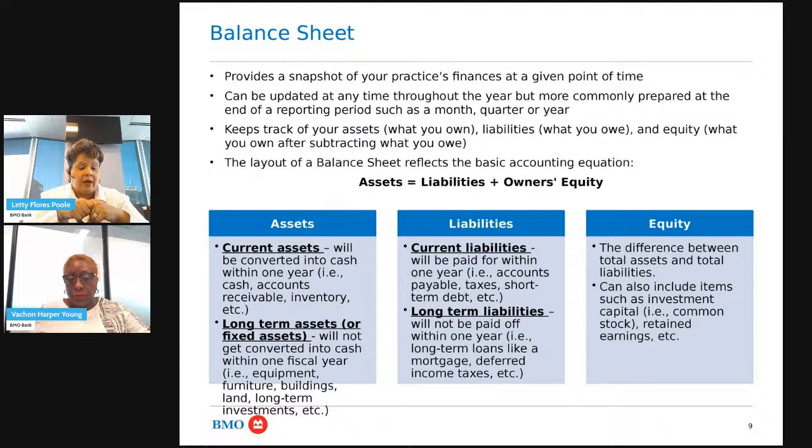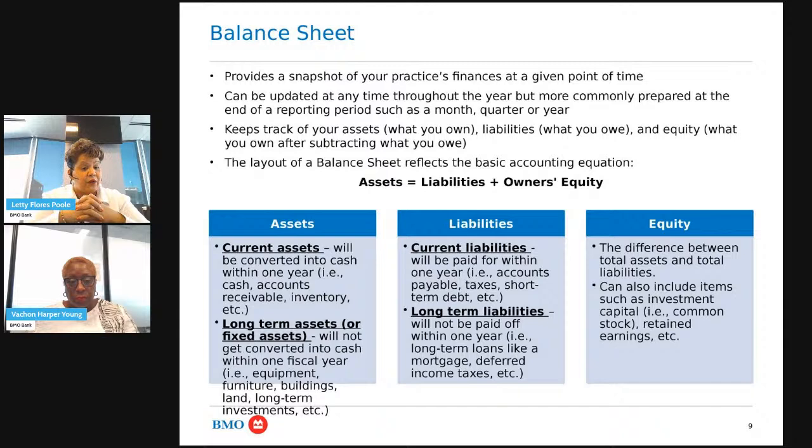Assets. There's two kinds of assets typically. Current assets will be converted into cash within 1 year. So cash, accounts receivable. We'll go over what accounts receivable looks like for you later on in the presentation. We've actually included an example of that so you can see what that looks like, because that's part of your current assets.